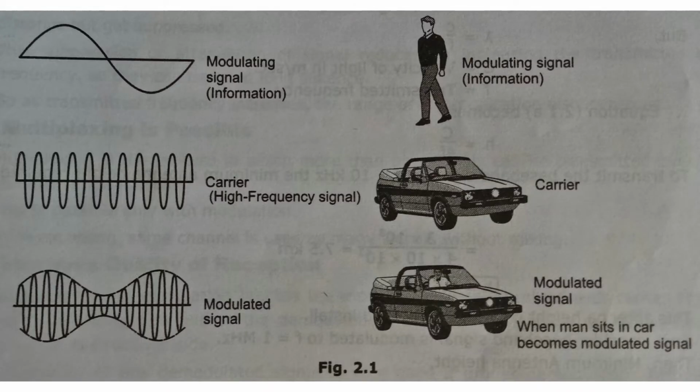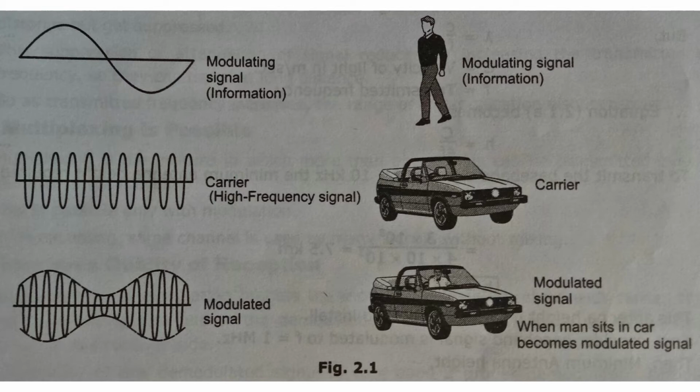Now let's take one example for modulation. The modulating signal is called an information signal. So here we take one example. One person has to move from source to destination. The person who wants to travel is called the modulating signal, also called the original information.